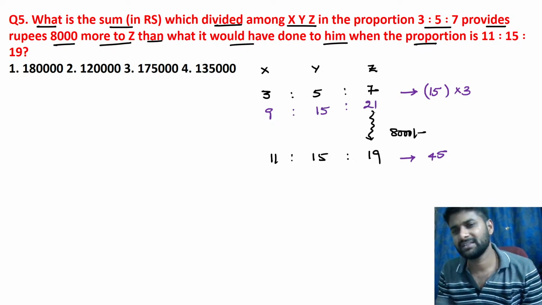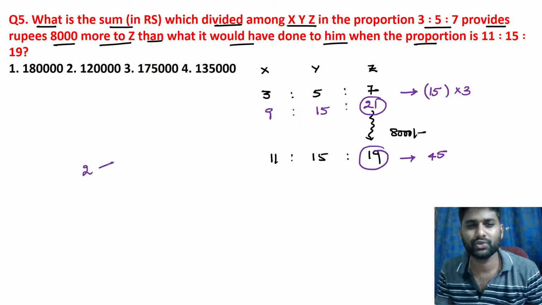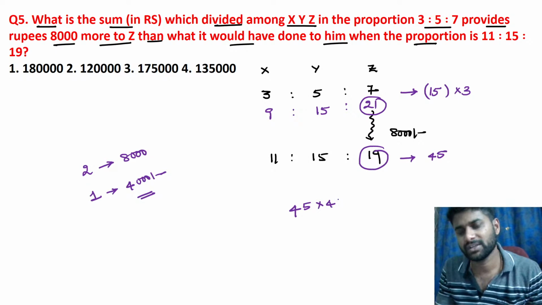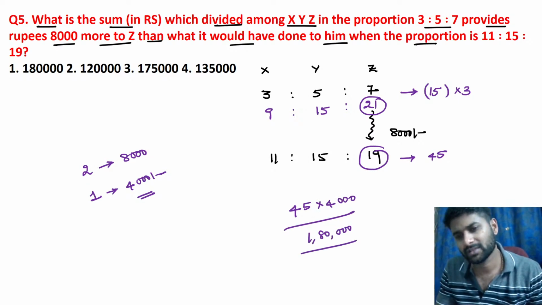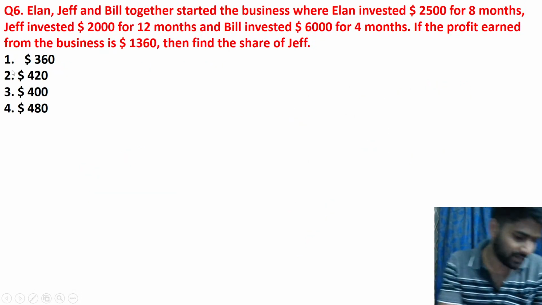Now we understand that here we are adding that value. Now the proportion changes. We are changing how many units here? 21 and 19 means 2 units. Here 2 units of change is exactly equal to 8,000 rupees. Now each unit is exactly equal to 4,000 rupees. Here you have to identify the total value. The total value is 45 units into 4,000. So the answer is 1,80,000 rupees.